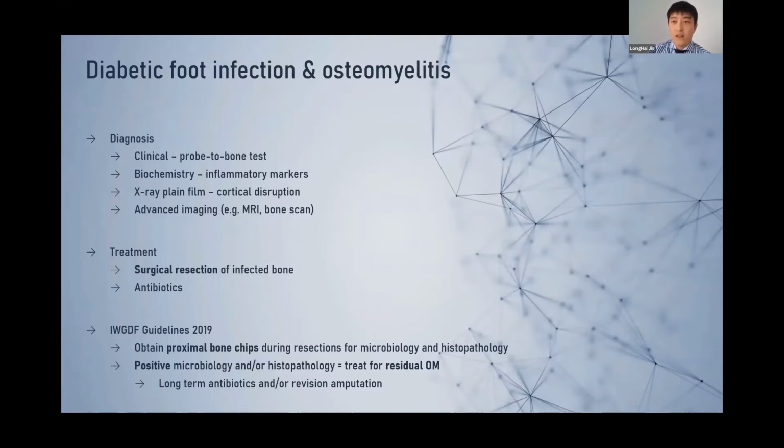The current guidelines from the International Working Group of Diabetic Foot Disease recommend sending proximal bone chips during resection operations for microbiology as well as histopathology. If the bone chips come back positive, then the patient should be treated for residual osteomyelitis, in a way that's fairly similar to positive resection margins in oncological operations.